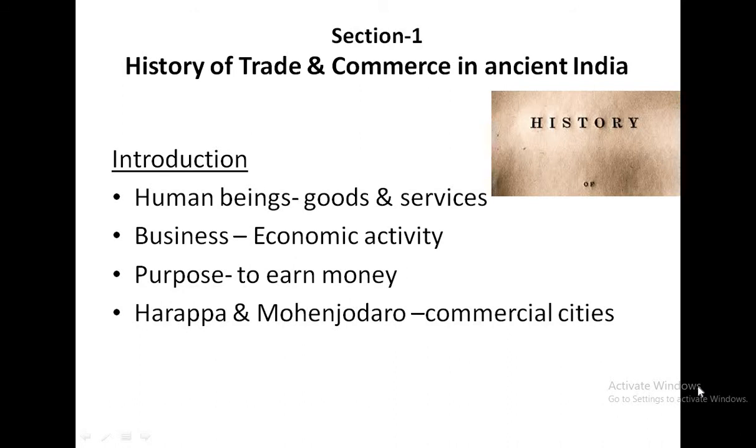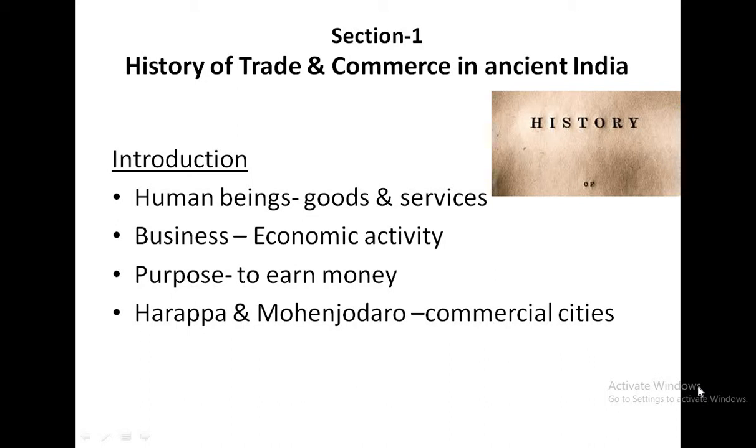So here comes section 1, history of trade and commerce. All human beings require different types of goods and services to satisfy their needs or wants. So some people started to produce and sell what is needed by others. This is how they started trading. Business is a major economic activity concerned with the production and sale of goods and services required by people. So business is not only buying and selling of goods, but also producing and exchanging services.